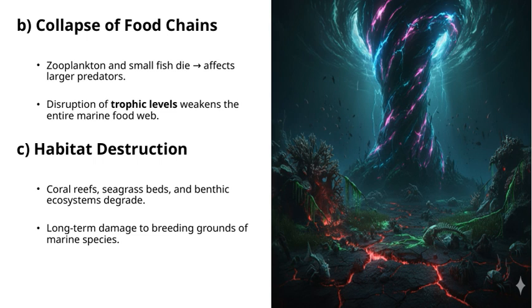Both of these issues, food chain collapse and habitat destruction, are interconnected and highlight the broader theme of how human activities and environmental changes are putting immense pressure on our oceans. Protecting these foundational elements is essential for maintaining healthy, resilient marine ecosystems.